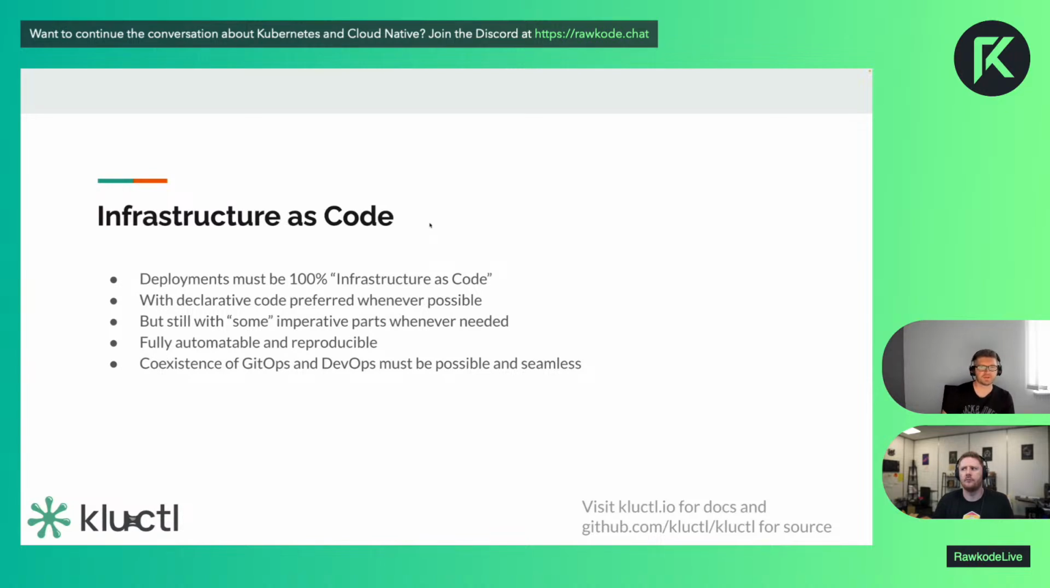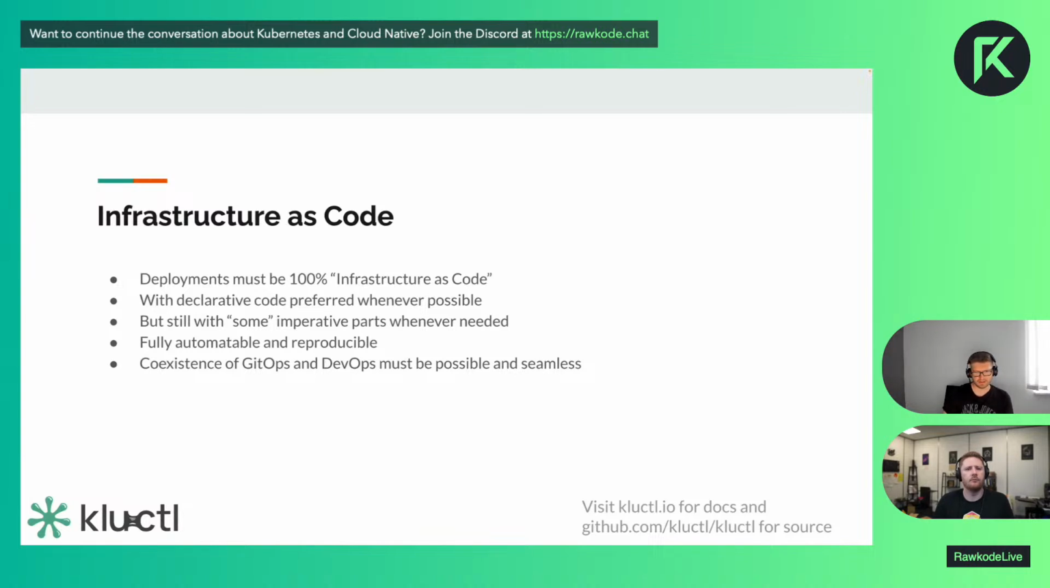So, of course, one of the most important requirements is infrastructure as code. So everything 100% must be as code, meaning it should be part of version control. And yeah, so that you don't have to type in kubectl all the time and recreate everything by hand. I prefer declarative code whenever possible, but there are still situations where imperative parts are still needed.